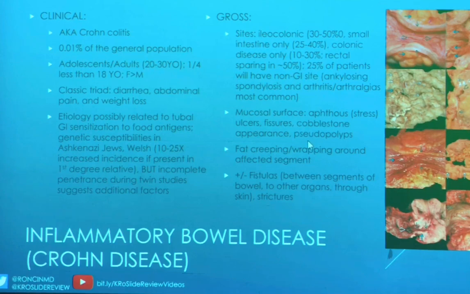The mucosal surface will have a variety of stress ulcers, fissures, or a cobblestone appearance. Here's a stricture. You can have fistulas, and a lot of these show strictures and fistulas. You can have creeping fat, where the fat is trying to protect this injured colon, wrapping itself around any affected segment. And again, you can have fistulas. This can be to other organs, other segments of bowel. It can even be through the skin.